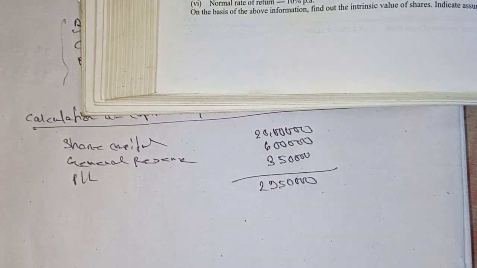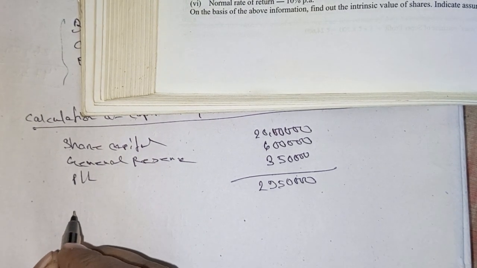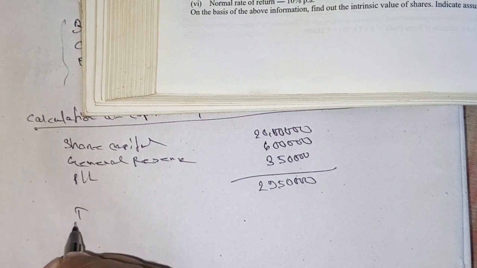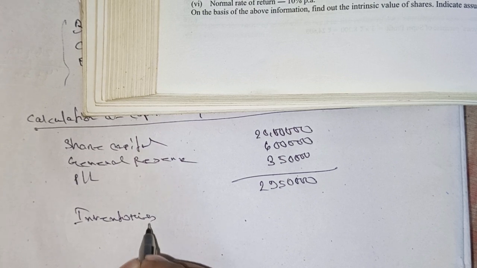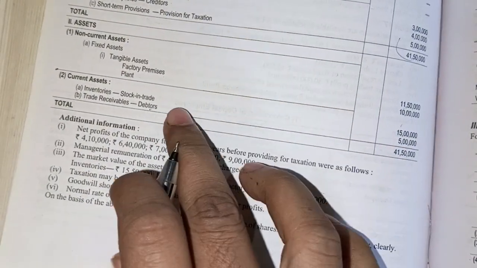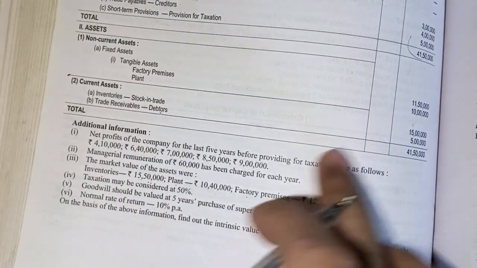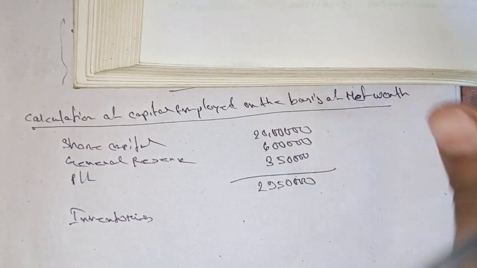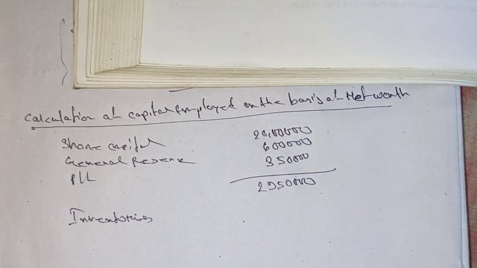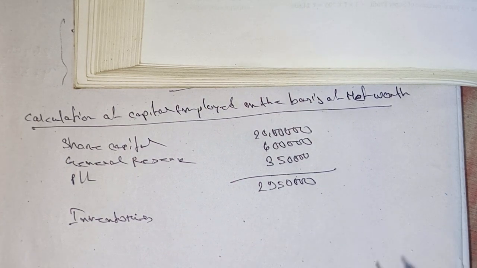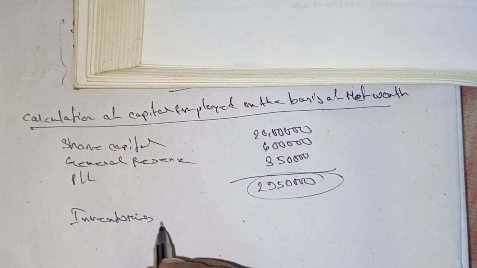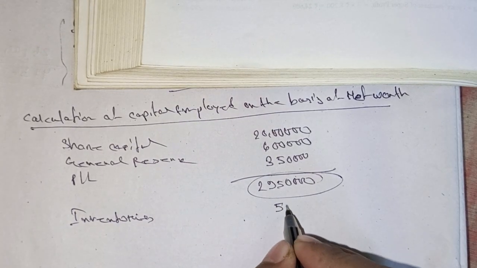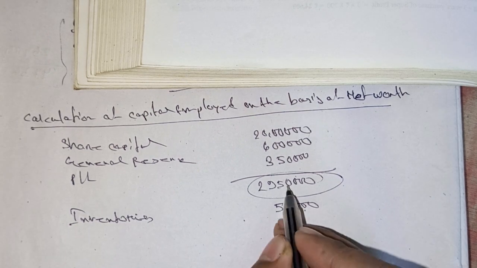So how do I write it? I will write inventories. What was our earlier amount? That was 15 lakh, and now 15 lakh 50,000. It means 50,000 has increased. So the increased value will be added on this item. So inventory is increased 50,000, it will be added on this item.